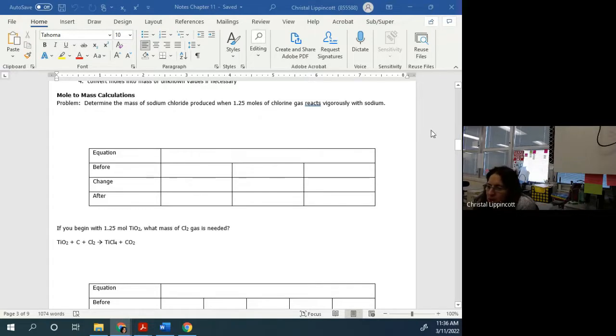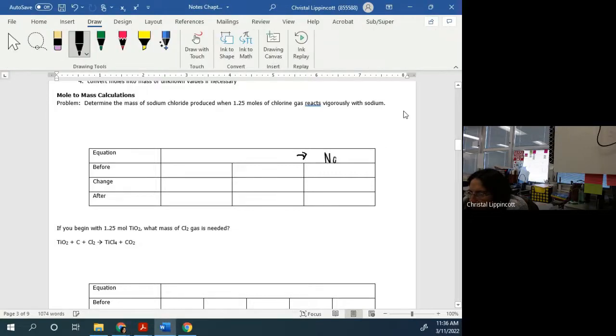So we need to write down our equation here, and it says that we're determining the mass of sodium chloride produced. So that means that sodium chloride is going to be on this side of my arrow. And that sodium chloride is going to get produced when I have sodium and chlorine gas reacting. So I need to balance my equation first. So I've got that balanced. And remember, this is my dividing line between my reactants on this side and my products over here. So in the beginning, I don't have any products made at all.